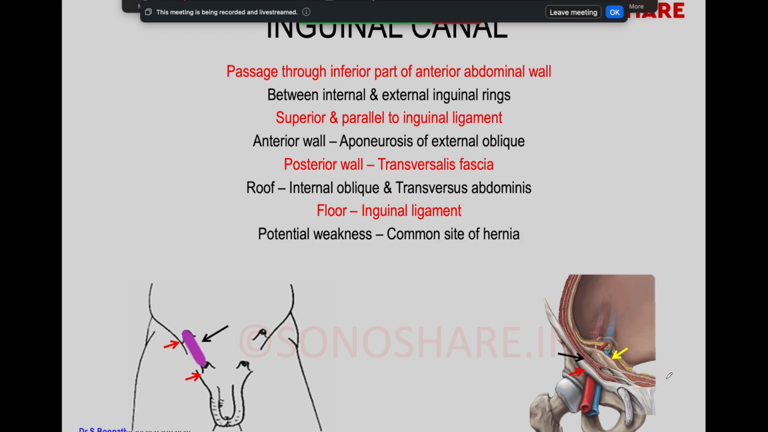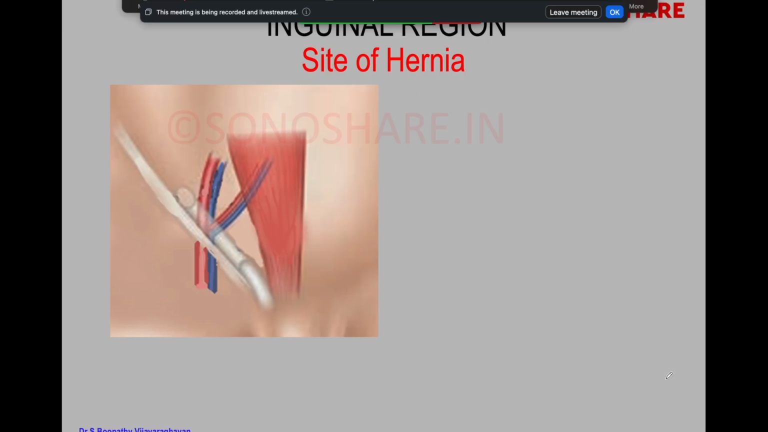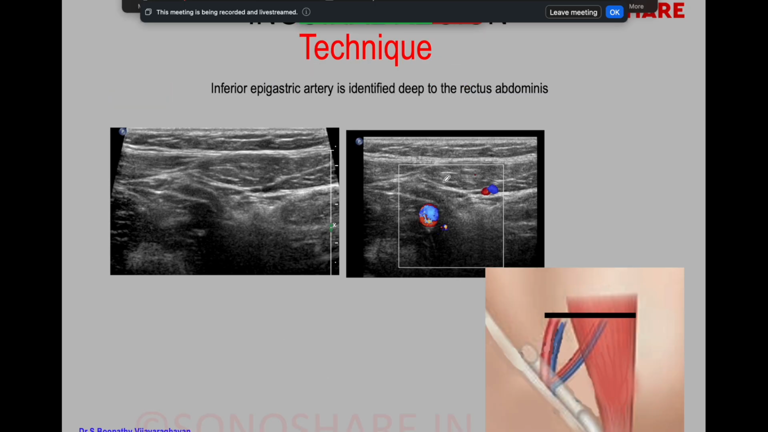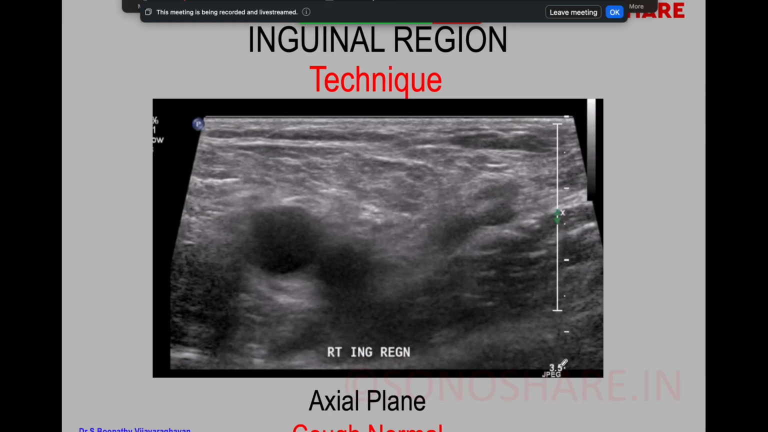And it's a site of potential weakness, the yellow arrow, and it's medial to the femoral vein. The sites of hernia are, one is the epigastric artery deep to the rectus abdominis muscle, that is the inferior epigastric artery, and when you move down, that is the external iliac artery, or whether there is any hernia in the region of the internal ring. So that is the technique.